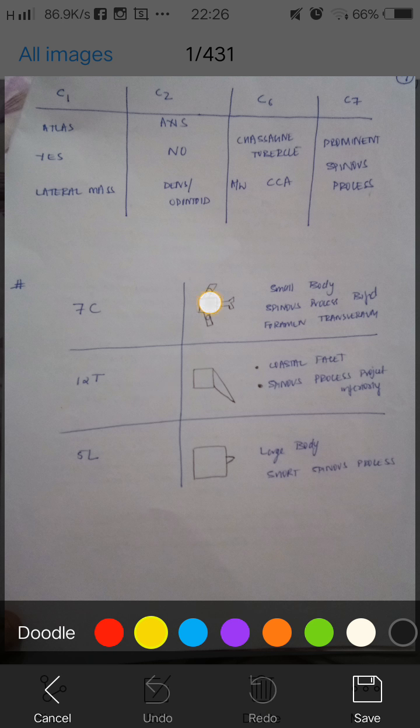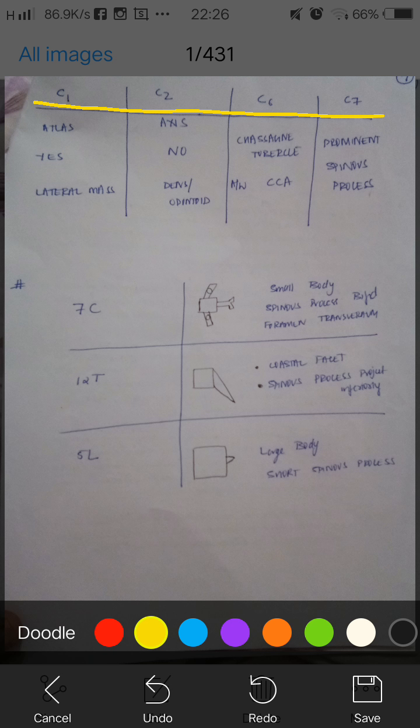The points of identification for cervical vertebrae: the spinous process is bifid, there are foramina in the transverse process called the foramen transversarium, and the body is small. Second, thoracic vertebrae: thorax is related to ribs, so costal facets are found in thoracic vertebrae, and the spinous process is projecting inferiorly. And in the lumbar vertebrae, there is a large body and a short spinous process. Got it right? Now after that, you see there are C1, C2, C6, and C7.